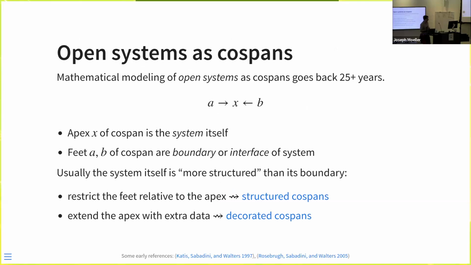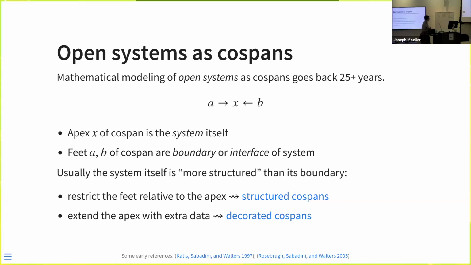The basic idea is that we think of the apex of the cospan as representing a system, and the feet of the cospan as representing the boundary or the interface of that system by which it can interact with others. And in practice, it's usually the case that the system somehow has more structure or is more complicated than its boundary. So you don't just work with arbitrary cospans, you try to model this extra stuff going on at the apex, and there are two complementary approaches one could imagine taking to that.